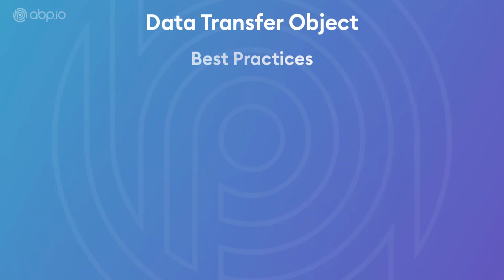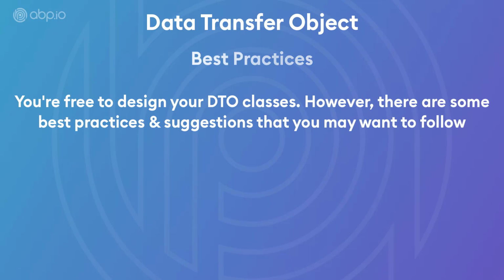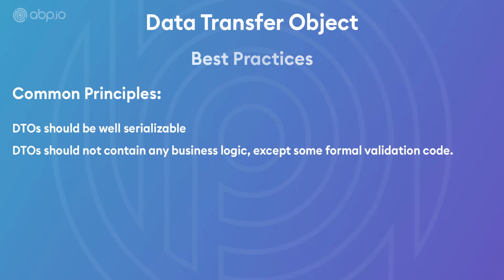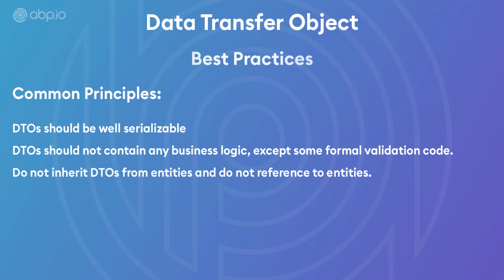And for the best practices, you're free to design your own DTO classes. However, there are some best practices and suggestions that you may want to follow. First of all, DTOs should be well serializable since they are generally serialized and deserialized to JSON or other formats. So it is suggested to have an empty public constructor if you have another constructor with parameters. DTOs should not contain any business logic, except some formal validation code. Do not inherit DTOs from entities and do not reference entities. We need to keep the layers separate.